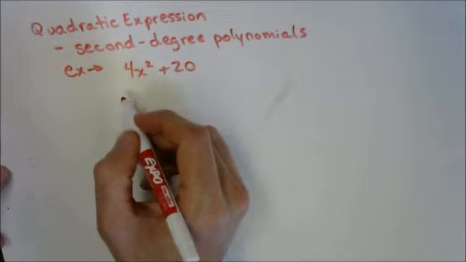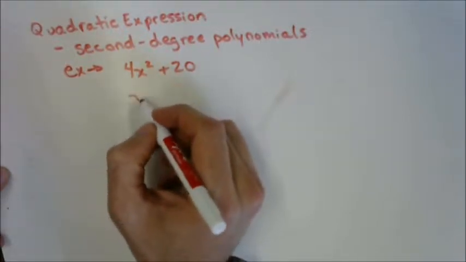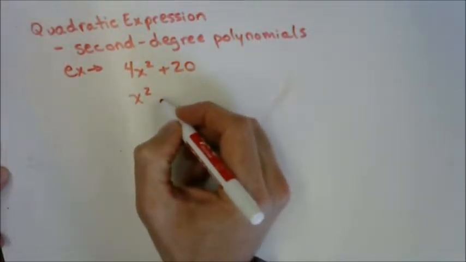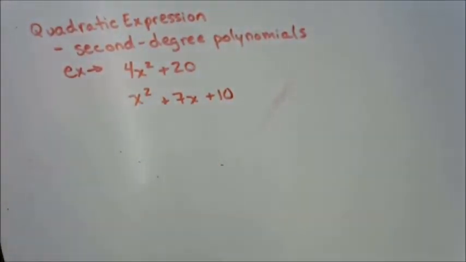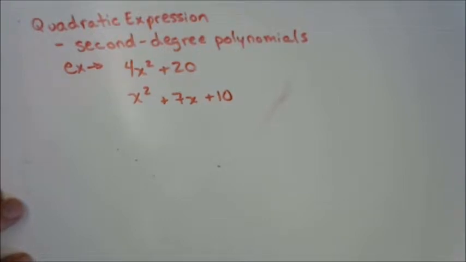Another example of a quadratic expression could be x squared plus 7x plus 10. How do we know that's an example of a quadratic expression? Highest degree is 2. Yeah, highest degree of the variable, the exponent, is 2. Go ahead and write a third example of your own.